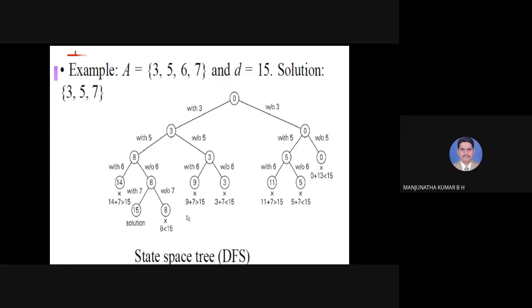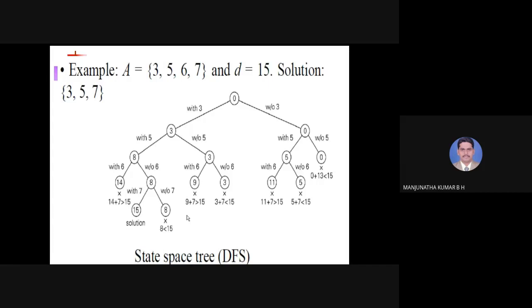If I go without 5, the sum remains as 3. For 3, add the next element 6. With 6, 6 plus 3 is 9. And for 9, if I add 7, it becomes 16. 16 is greater than 15. It is again a non-promising path. Backtrack. I told you, whenever you reach a dead end or a non-promising path, backtrack. Change the decision: without 6. Now take the next element, 7 plus 3, it is 10. 10 is lesser than 15 and no more elements are left. Again, it is treated as a non-promising path. Backtrack to 3, all the choices are over.